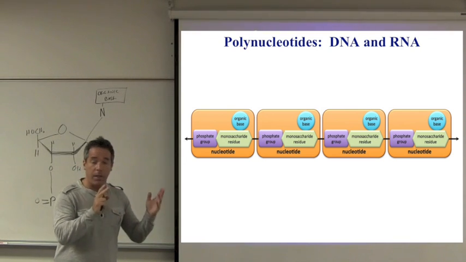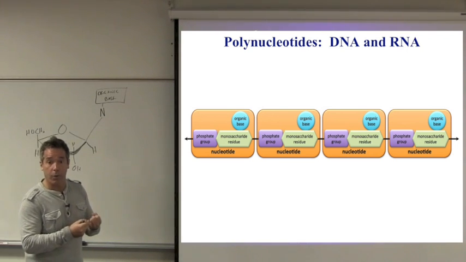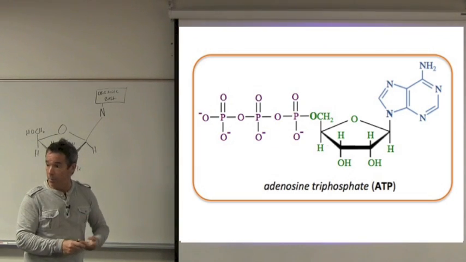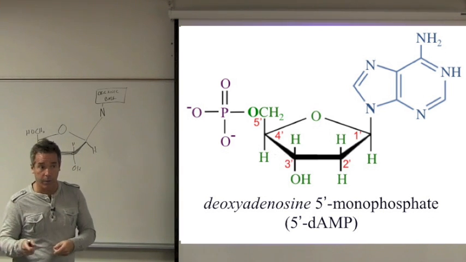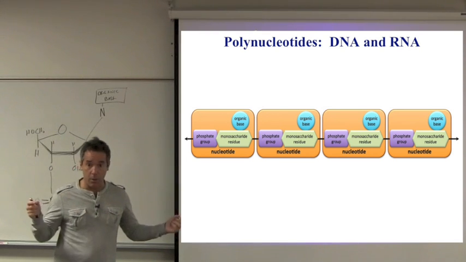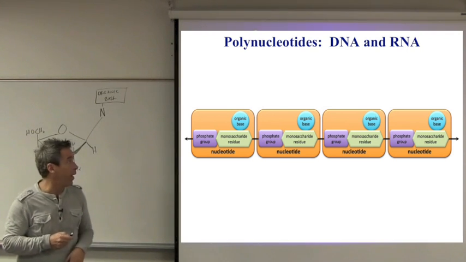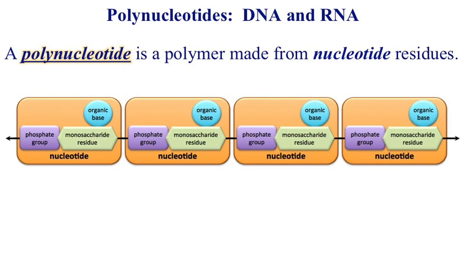We talked about the monomers, the nucleotides. We saw a few cases where they're relevant in biology, just as the nucleotide, like for ATP, ADP, or cyclic AMP. Now let's look at the polymers that you get when these nucleotide residues connect to one another in a chain. We get nucleic acids, specifically RNA and DNA, polynucleotides. A polynucleotide is a polymer made from nucleotide residues.